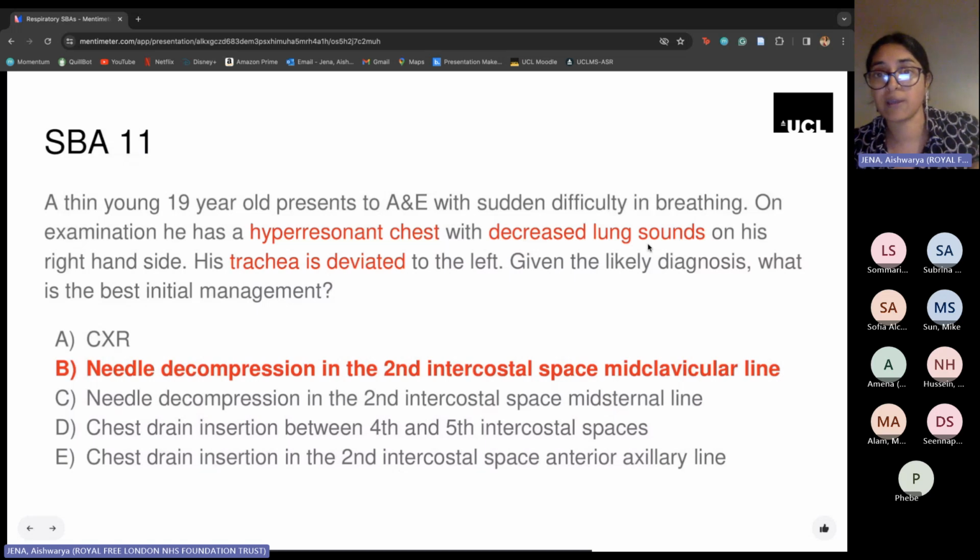This will probably be in an A to E situation due to the fact that you're in A&E, sudden difficulty in breathing, not gradual. And the big telltale is the trachea being deviated, and that will only happen in a tension pneumothorax and not in a spontaneous pneumothorax.